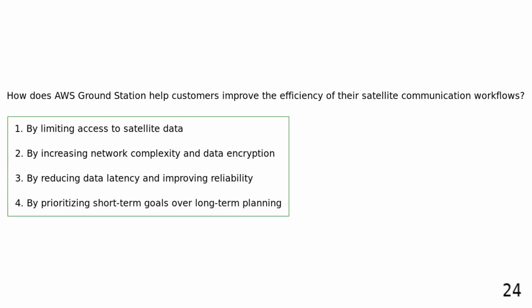How does AWS Ground Station help customers improve the efficiency of their satellite communication workflows? By limiting access to satellite data. By increasing network complexity and data encryption. By reducing data latency and improving reliability. By prioritizing short-term goals over long-term planning.